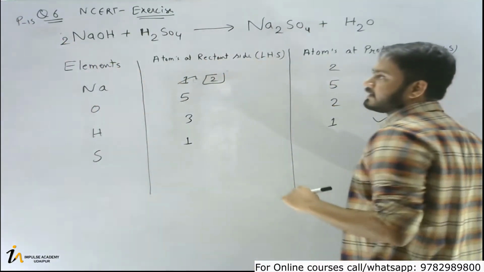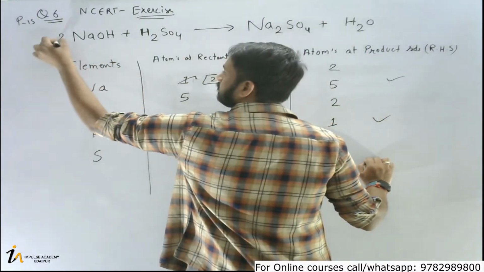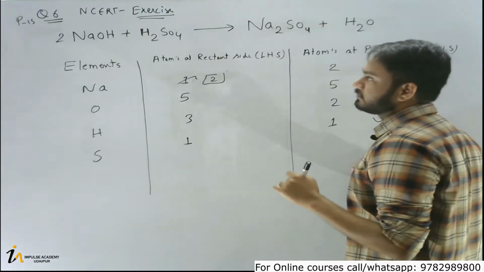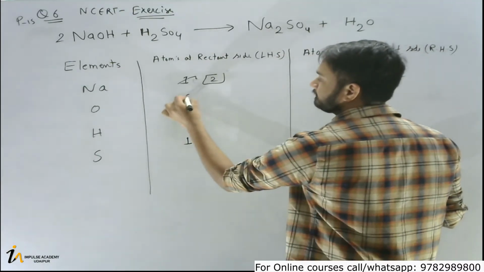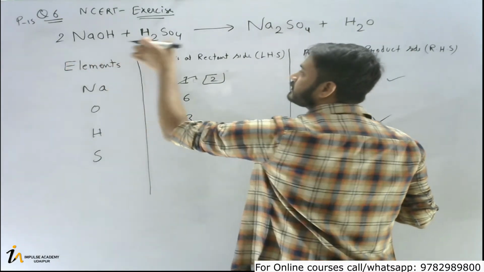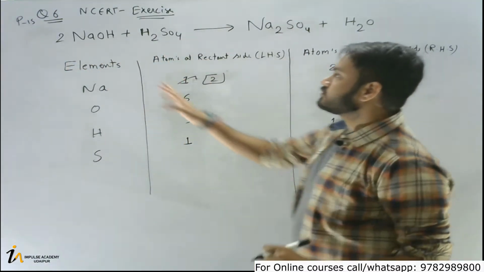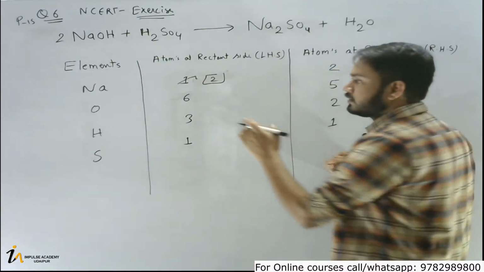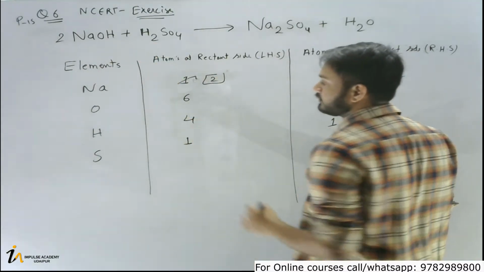So if you multiply Na with 2, what will happen? Oxygen will change. How? What will the number of oxygen be? It will become 6 here, because 2 into O, that is 2, plus 4, that is 6. Now hydrogen, it is 2 here and 2 here, so it will become 2 plus 2, 4. So it will become 4. Now we need to write here 4.